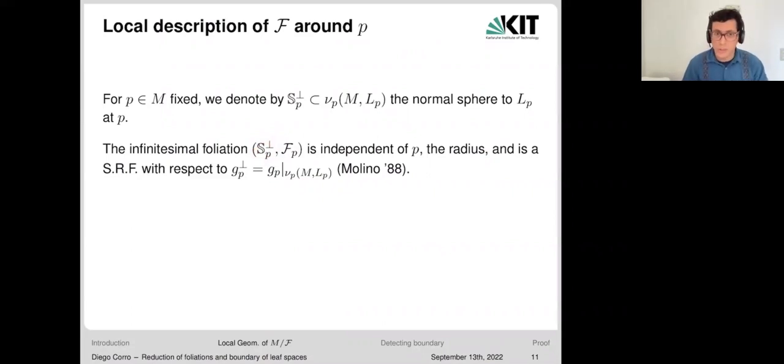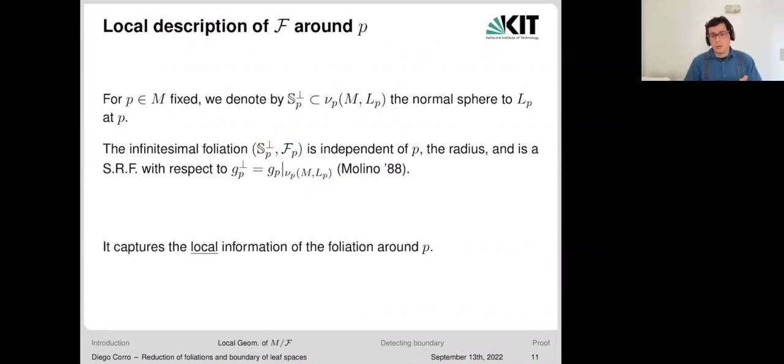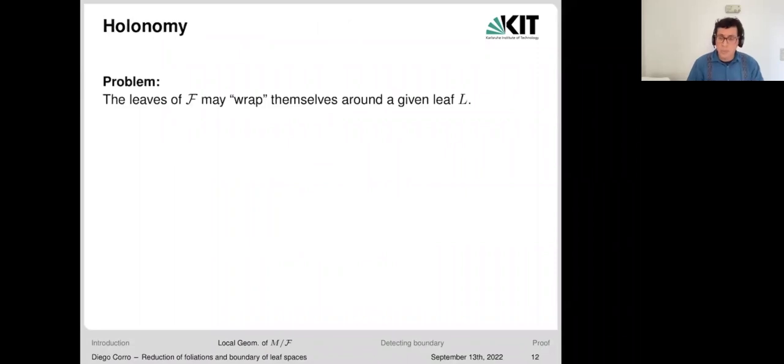So thus, to understand locally the description of the foliation around the point, you need to understand the foliation on a sphere. And the idea is that the infinitesimal foliation is capturing the local information of the foliation around the point P. But it's only capturing the local information around P because it's not really capturing the global information. And the problem is that the leaves of our foliation may wrap themselves around a given leaf L.